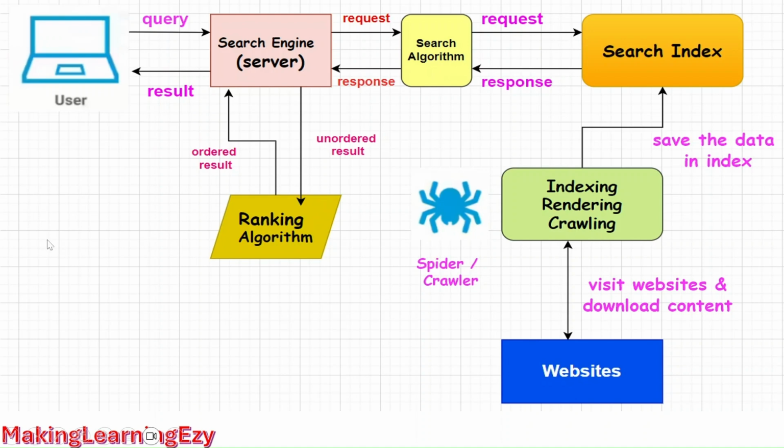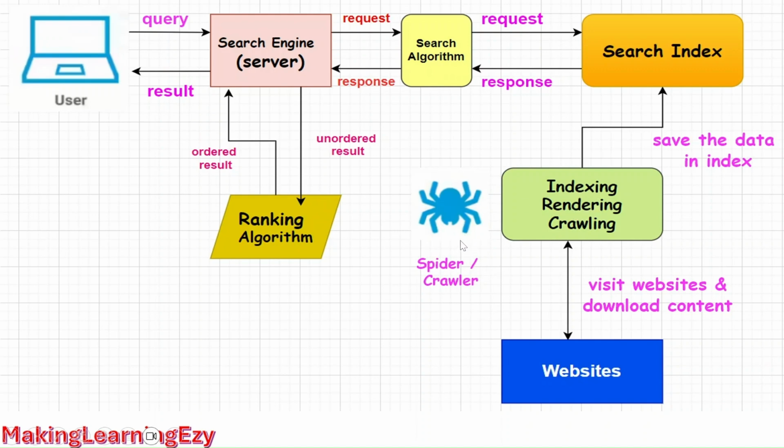Now next is from where the search index gets the data. Search index is the huge database which contains the record of millions of websites. In the background, search engine runs the process of indexing the website data. This process is called web crawling, and this process is taken care by the spider, which is also called web crawler. Web crawling contains 3 steps: crawling, rendering, and indexing.